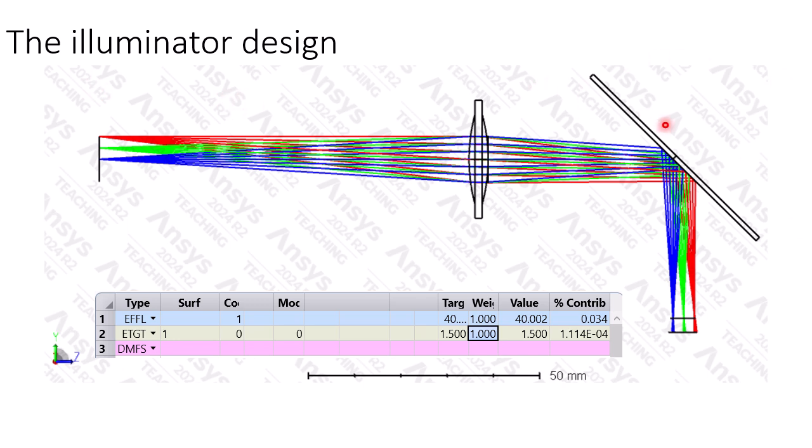Then we have our beam splitter. For the illuminator, I've modeled it as a mirror for simplicity, but in effect, it's going to do the same thing. And then we have our image plane down here and a dummy image surface, which I'm using for the coordinate break, which I'll get to when we get to the lens data at the end of the presentation.